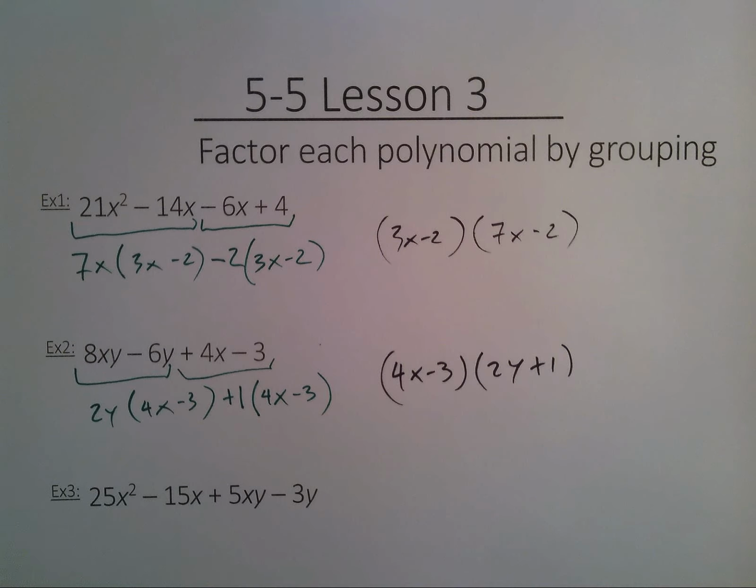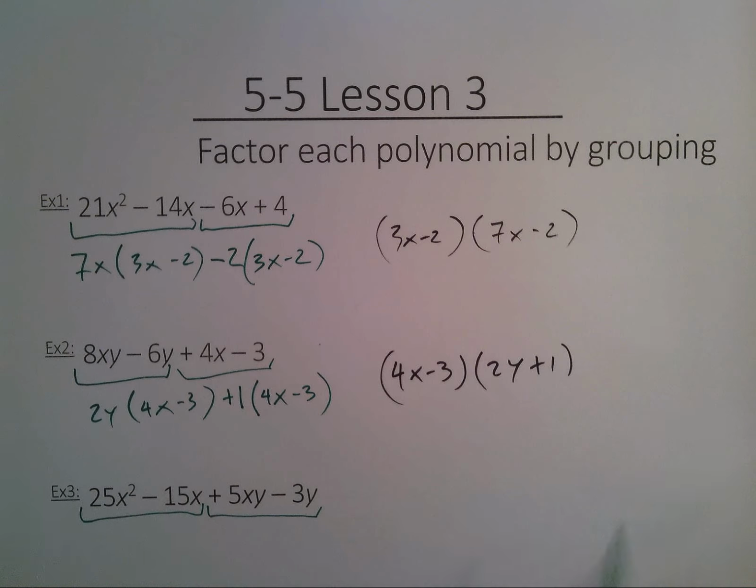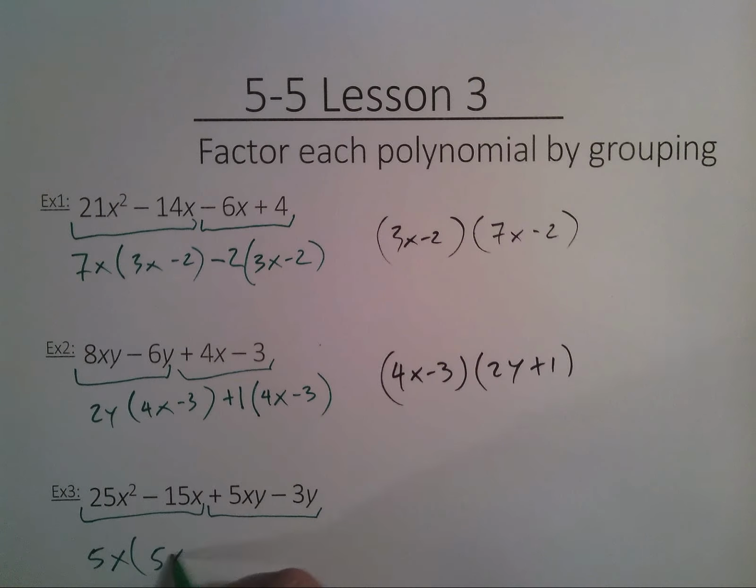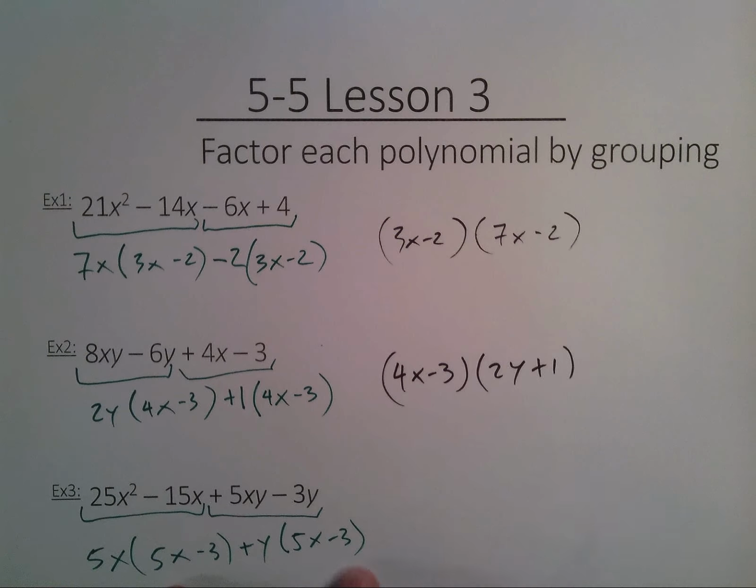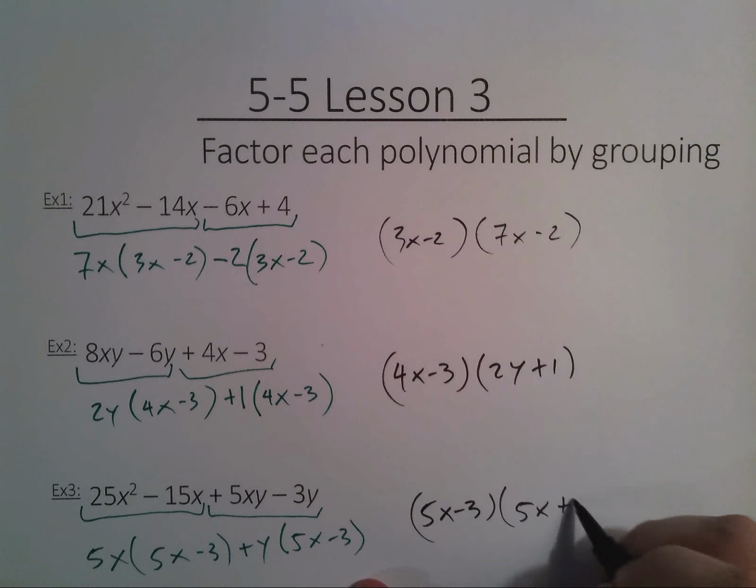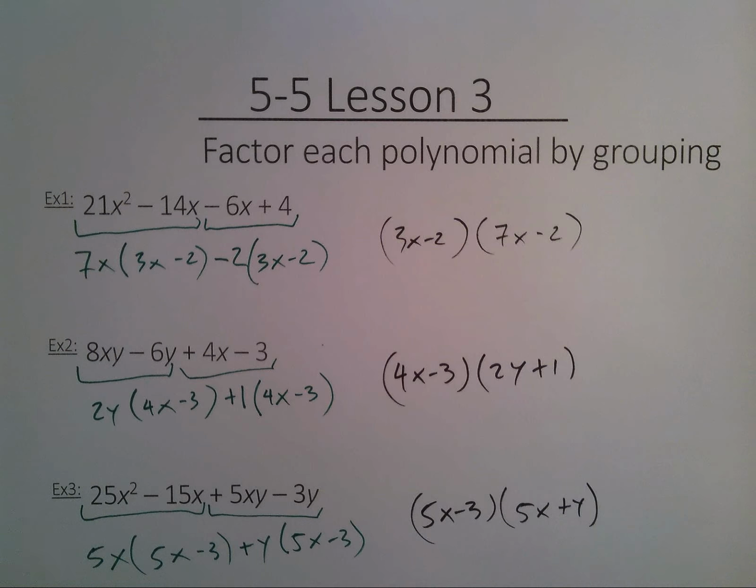Alright, last one. We're going to do the same thing. How many terms are there? 4. What do you do when there's 4 terms? You factor by grouping. So I look at the first 2 separately from the second 2. In the first 2, I can pop out an x, and I can also pop out a 5, leaving behind 5x, leaving behind negative 3. What can I take out of the second 2? I can take out a y. So plus y, leaving behind 5x minus 3. Oh look, I have 5x minus 3 in both spots, so I can take out the 5x minus 3, leaving behind 5x plus y.